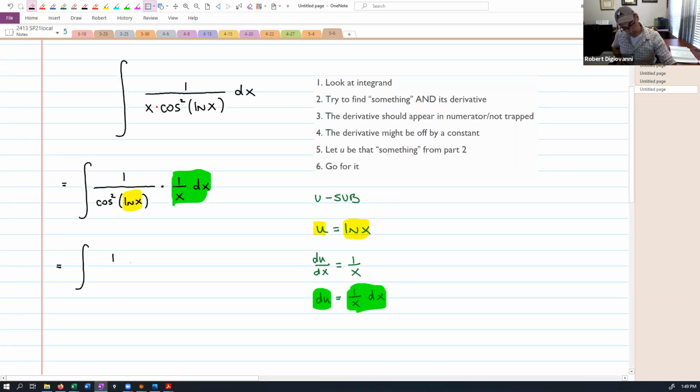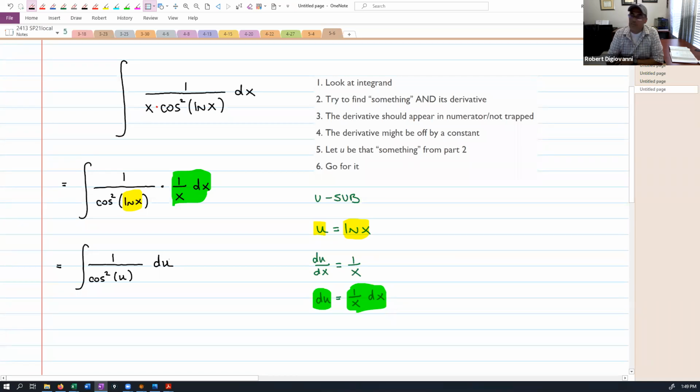Integral 1 over cosine squared of u du. So far, so good, or no?